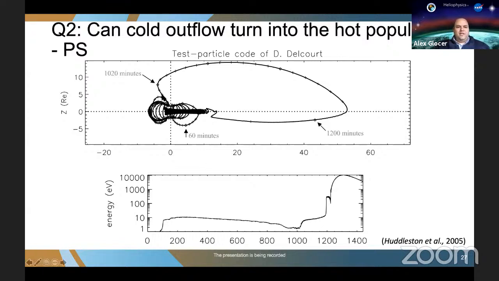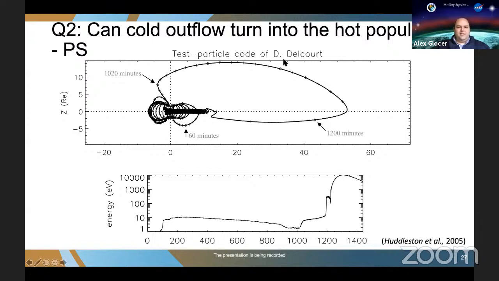This is one example of a particle trajectory that's coming out very cold. The energy is shown on the bottom. It's less than 10 eV when it comes out. As it traverses the lobe, it eventually encounters the equatorial plane in the midtail, the crosstail current sheet, and gets picked up and accelerated very rapidly over a short period of time. It goes from a tens of eV particle to a 10 keV particle very quickly.